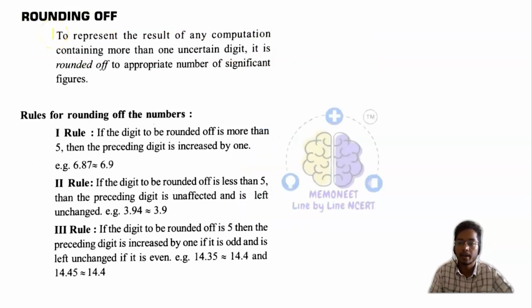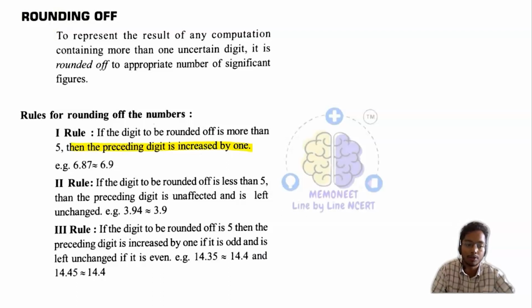Next topic, rounding off. To represent the result of a computation containing more than one uncertain digit, it is rounded off to the appropriate number of significant figures. So let's find out how to round off. The first rule says that if the digit to be rounded off is more than 5, then the preceding digit is increased by 1.